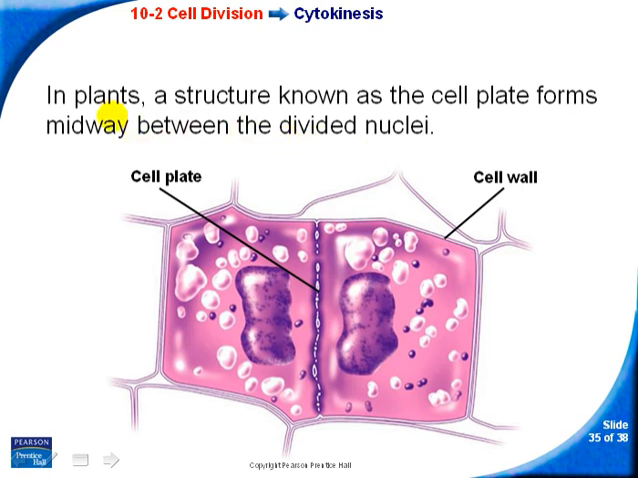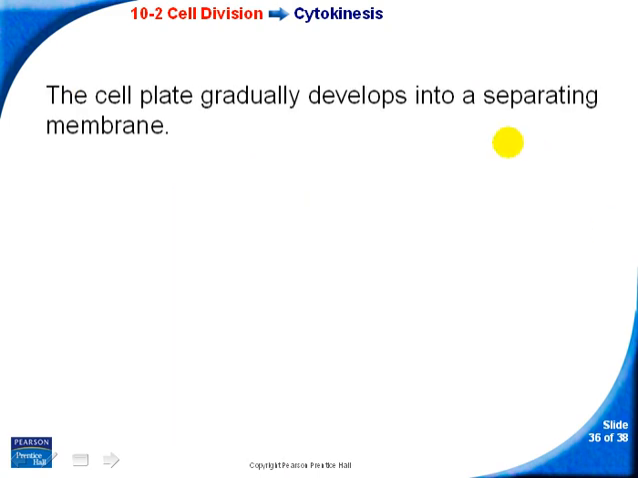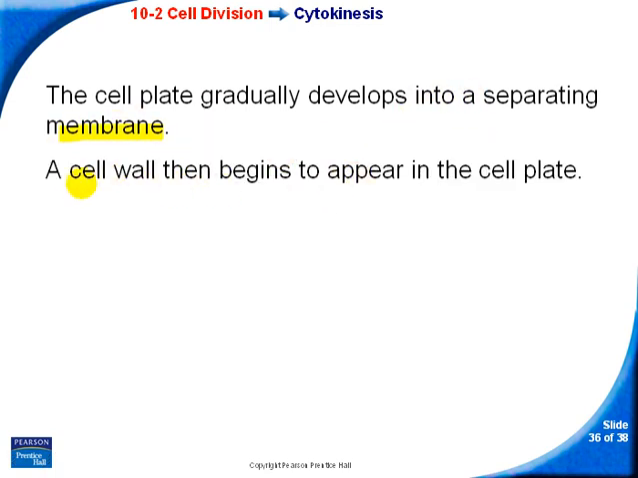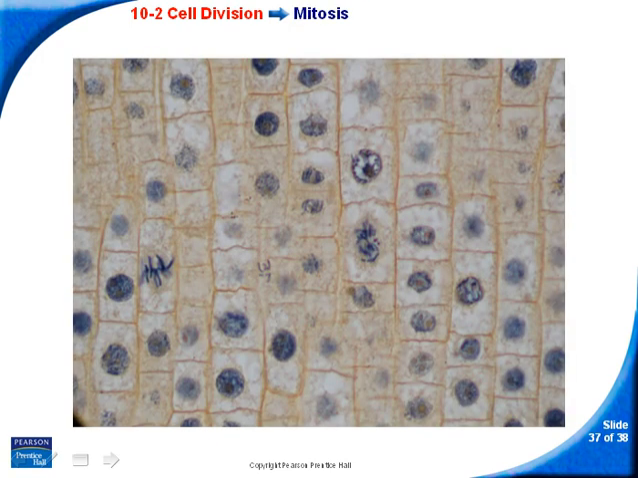And now that was in animal cells. In plants, we have a structure called the cell plate that forms between the two. And here you can see the cell plate, and that cell plate at some point is going to become the membrane, and then a cell wall is going to appear in the cell plate.